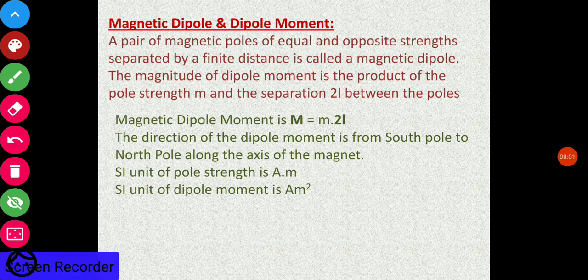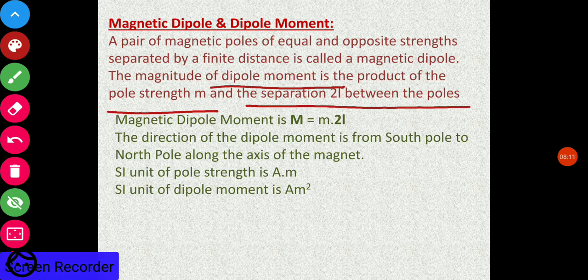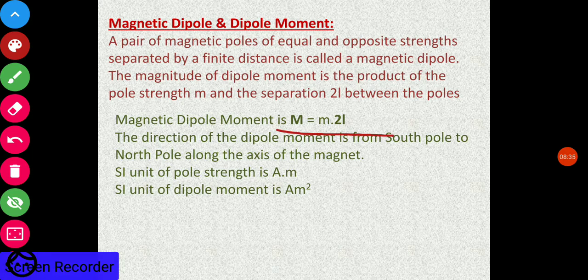And the magnitude of the dipole moment, again a similar definition, is the product of either pole strength and the separation between the two poles. This is the magnetic dipole moment, and for the electric dipole moment, it is either charge and the separation between the charges. So there is quite a similarity between magnetism and electrostatics. Now magnetic dipole moment M is m into 2l.